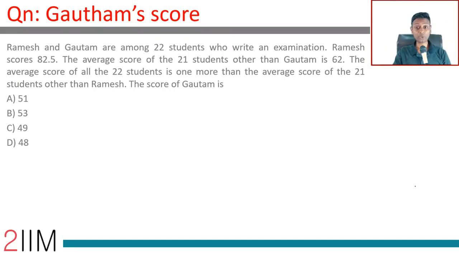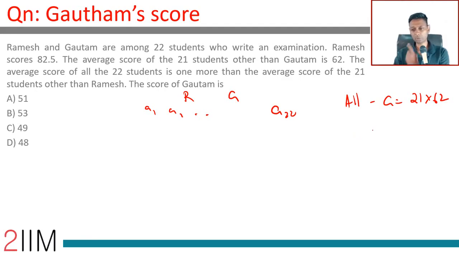Ramesh and Goutham are among 22 students who write an examination. Ramesh scores 82.5. The average score of the 21 students other than Goutham is 62. So A1, A2 till A22. Here there is a Ramesh and a Goutham. So all minus Goutham is 21 into 62. And whatever that number comes out to. Ramesh scored 82.5.